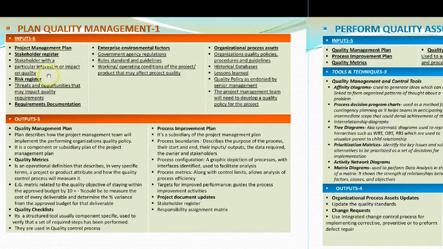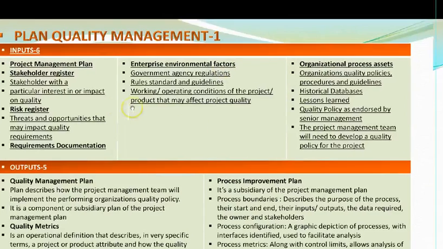Then the risk register, which shows the threats and opportunities that may impact quality requirement. Then we have requirements documentation, enterprise environmental factors, and organizational process assets. Enterprise environmental factors would be government agency regulations, rules, standards, and guidelines, working operating conditions of the project, product that may be affecting project quality.